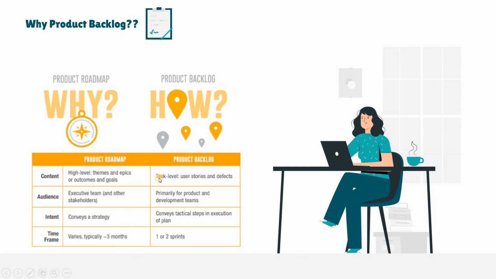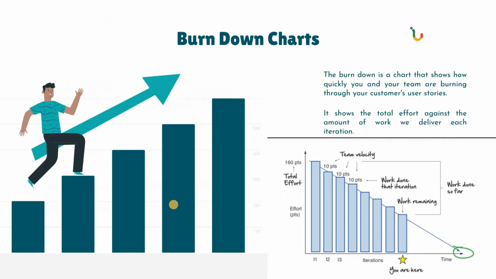The product backlog is the task-level user stories. It includes the user stories and defects, which means bugs. What are the faults in the software? So primarily the product development team owns the product backlog. They will know what features are included in the product backlog.